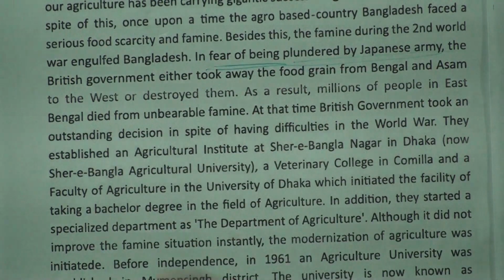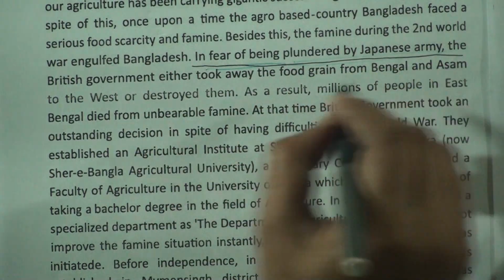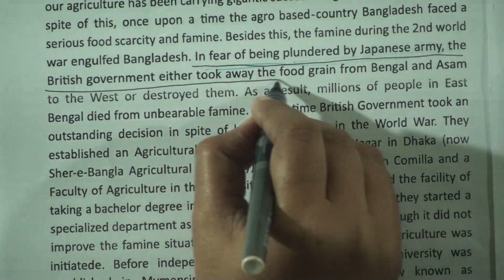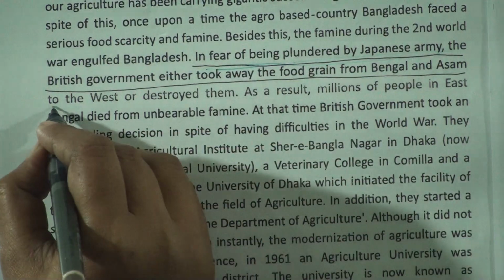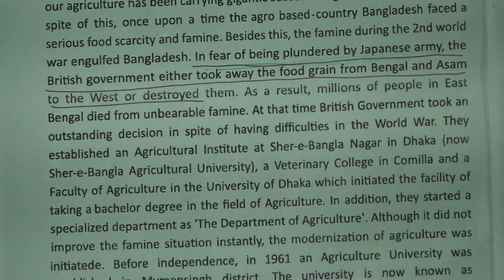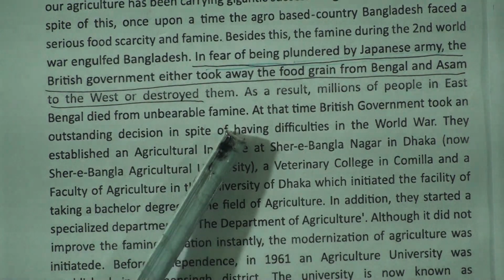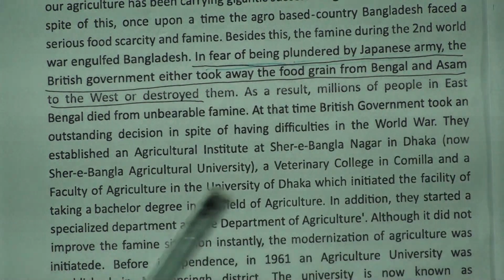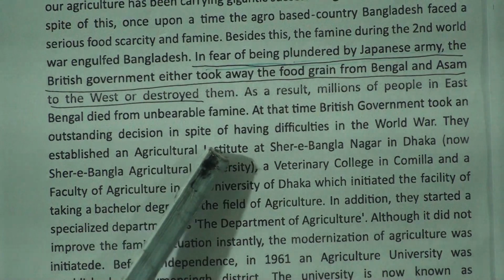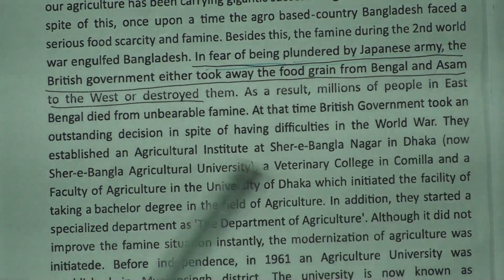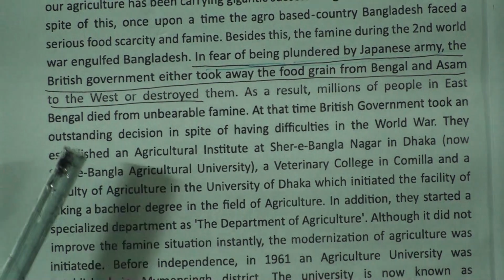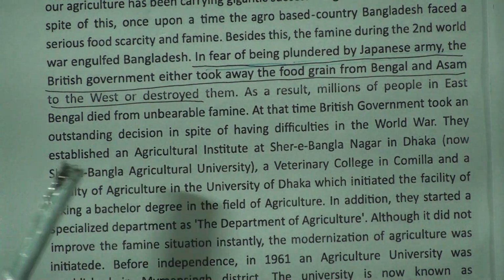Now look, you can underline, in fear of being plundered, the British government took the food grain from Bengal and Assam. So as a result, millions of people in East Bengal died from unbearable famine. And at the time, the British government took an outstanding decision in spite of having difficulties in the World War. So after the famine, when there was the scarcity of food, the British government took an outstanding decision.